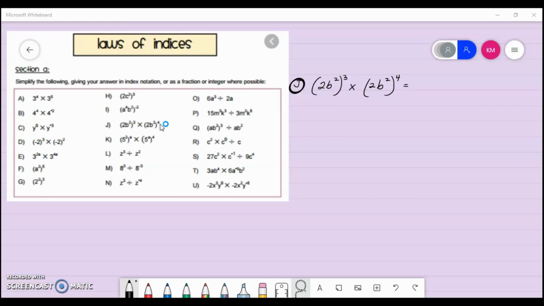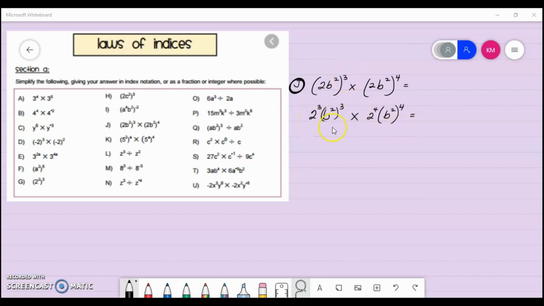So now what we must do is raise each one of these to the power 3, as well as this is going to be raised to the power 4. So we are going to get 2 to the power 3, b to the power 2 also raised to the power 3 multiplied by 2 raised to the power 4 and b to the power 2 raised to the power 4. So we are raising each one of these in the brackets to that power outside there.